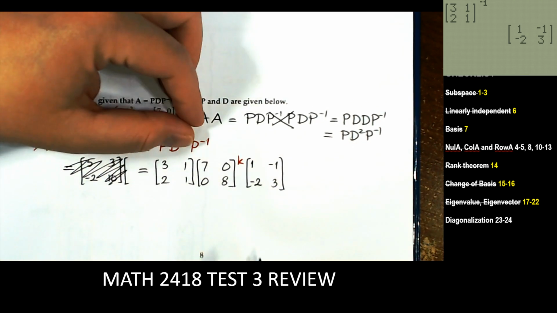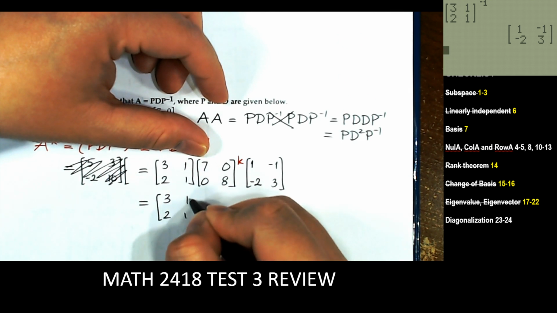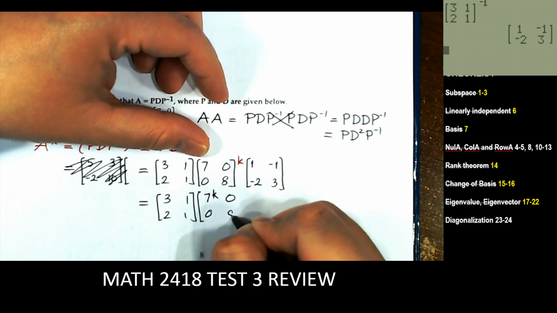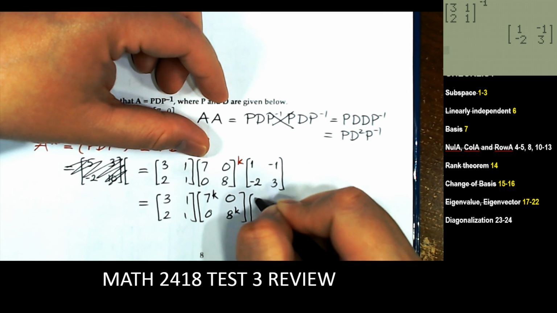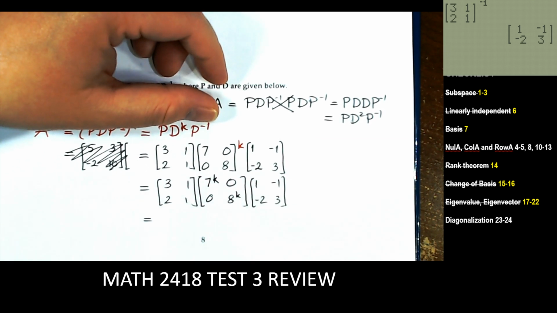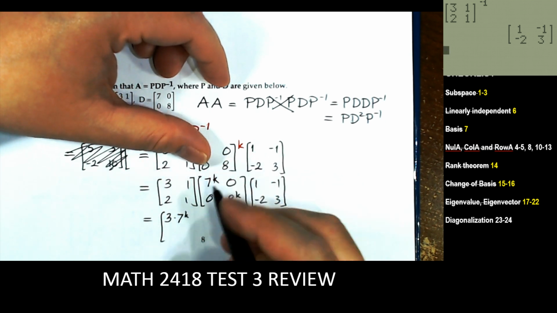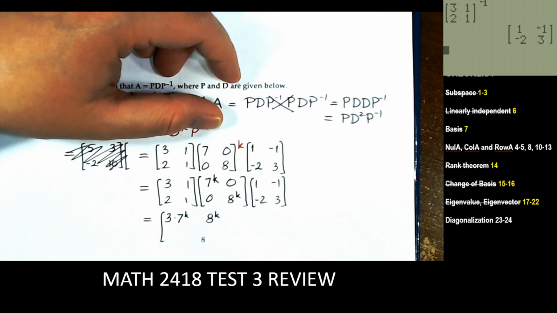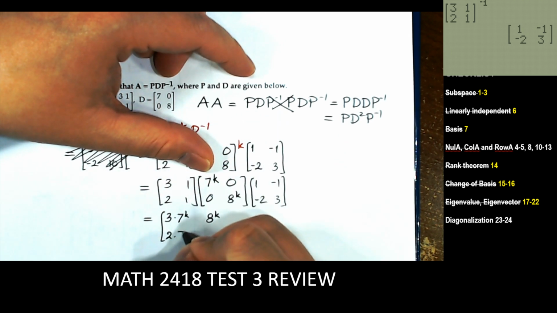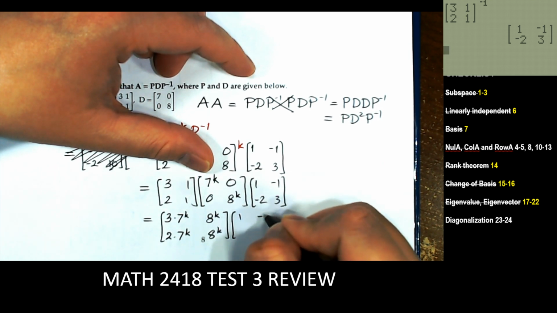Alright. And then because the diagonal matrix, when raised to a power, all we do is just raise the diagonal entry to that power. And then we just multiply row by column. So the first one gives us 3 times 7 to the K power and 8 to the K power, row times column, 2 times 7 to the K power and 8 to the K power, times 1, negative 1, negative 2, 3.